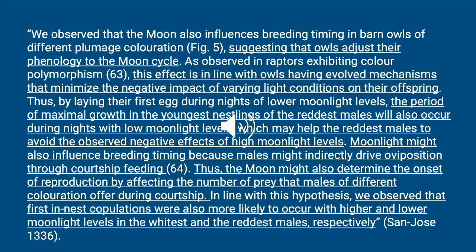So an example of analytical writing for this is if we look at maybe the second or third highlighted sentence, which talks about moonlight levels. There's a sentence that reads, moonlight might also influence breeding times because males might indirectly derive oviposition through courtship feeding. Thus, the moon might also determine the onset of reproduction by affecting the number of prey that males of different coloration offer during courtship. Okay, so these sentences are interpreting the findings.